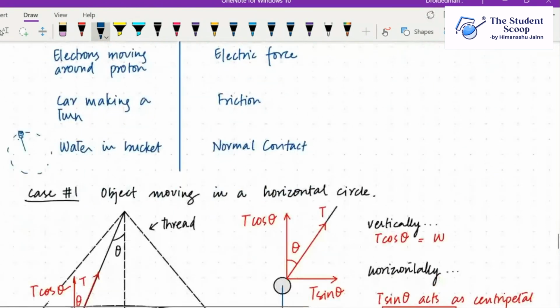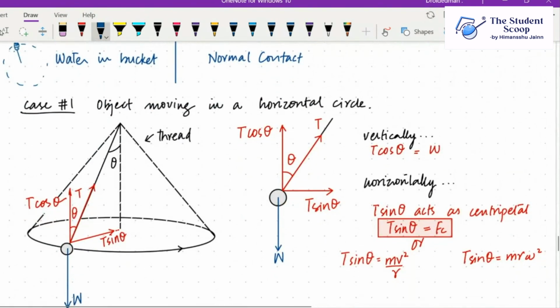One example is an object moving in a horizontal circle with a thread attached to it. You can see that there is a thread attached to a ball of mass m, and obviously in the direction of the thread there will be a tension force, and weight will be pointing downwards. Now you can see that there is no actual force towards the center, but still this object is performing a circular motion. To understand this, we break down the tension force into vertical and horizontal components.